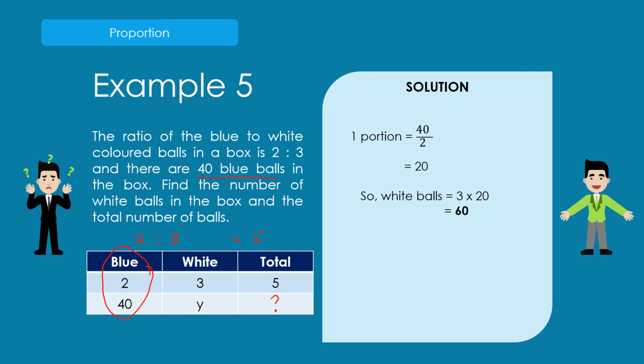And the total number of balls in the box is 5, which is the total of ratio, times 20, which is for one portion. So the total balls is equal to 100 balls.